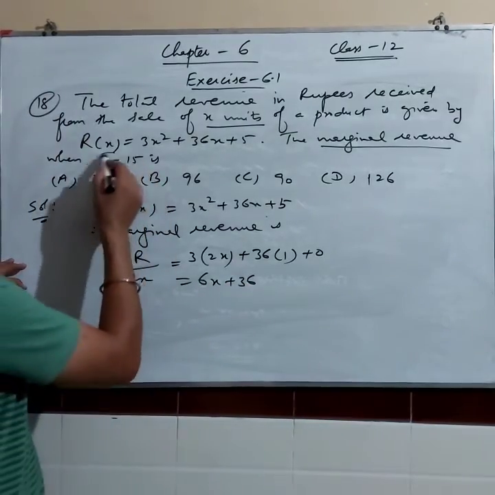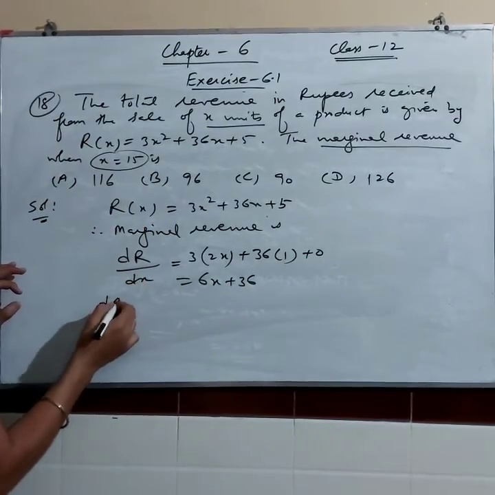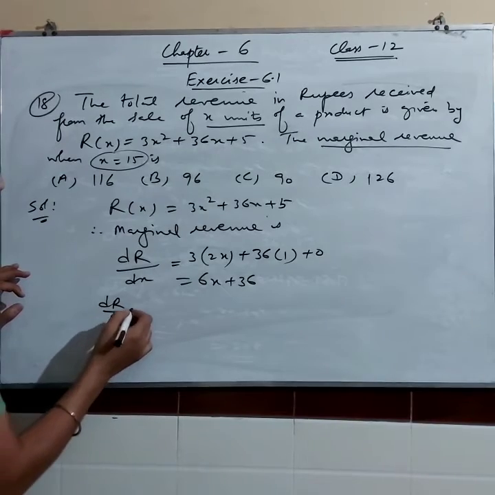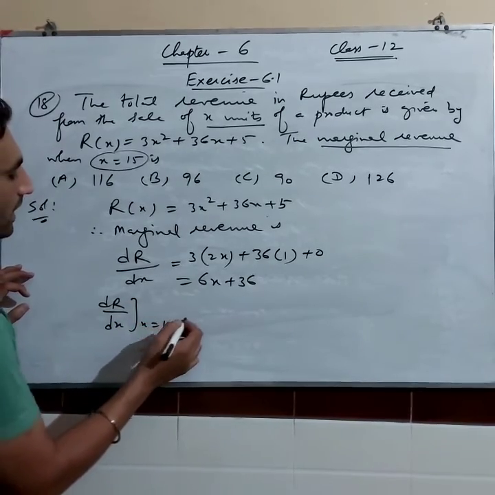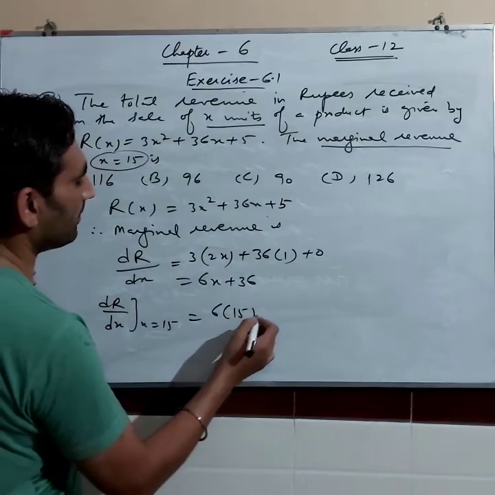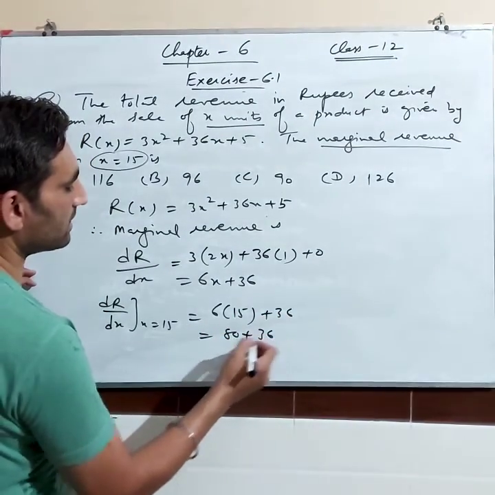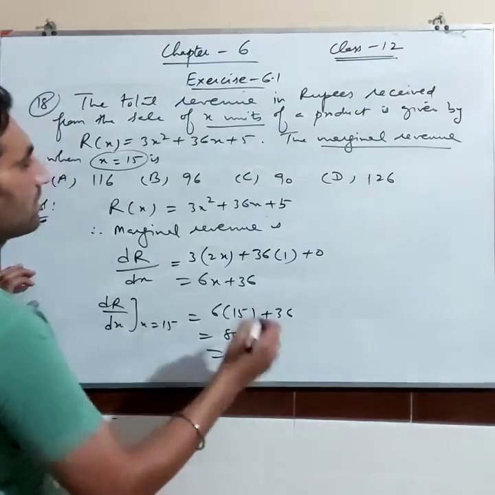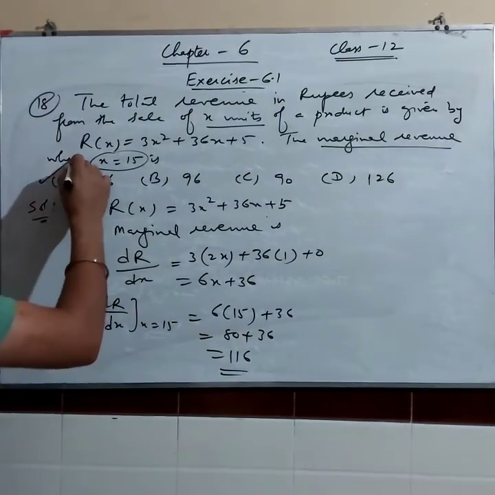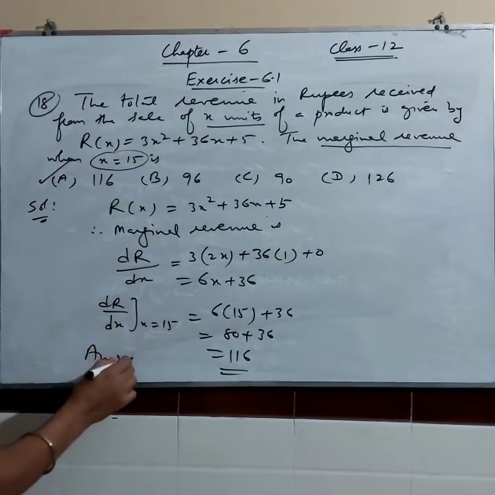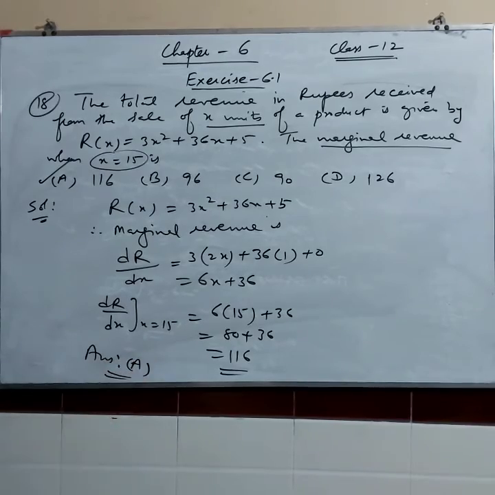Now you have to find the answer when x equal to 15. So dr over dx at x equal to 15 is 6 into 15 plus 36. Yes, 90 plus 36, 126. So where is our answer? The answer is option number A. So this is our last question number 18.